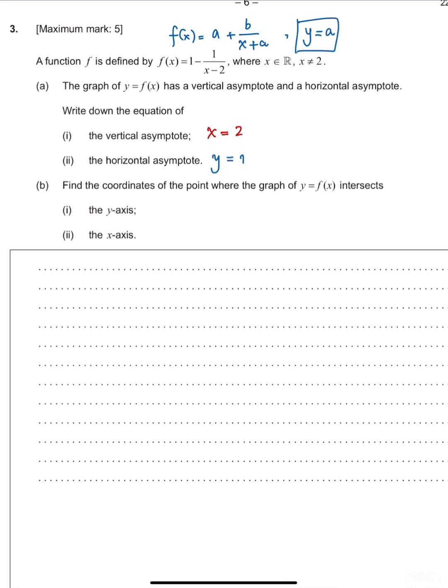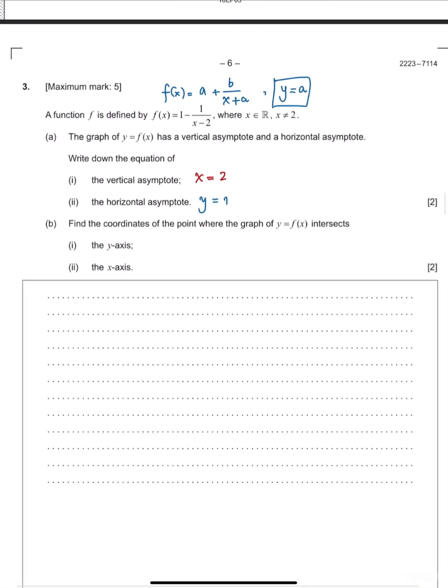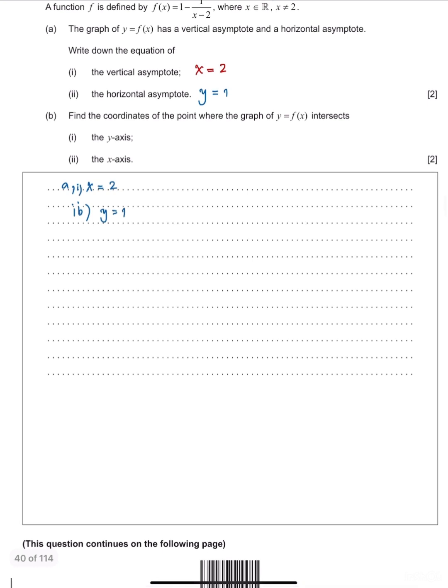Okay, so for part b, find the coordinates of the point where the graph of f intersects. In this case, I just want to remind you that here I can write x equals 2 and y equals 1. Here, find the coordinates of the point where the graph intersects. The word intersect with the y-axis is the same as the y-intercept, and this also applies to the x-intercept.